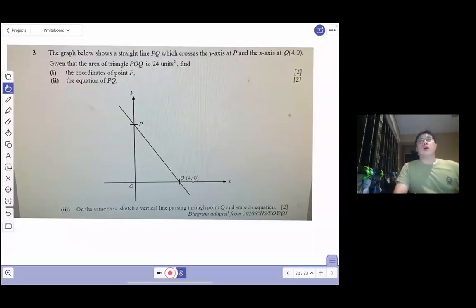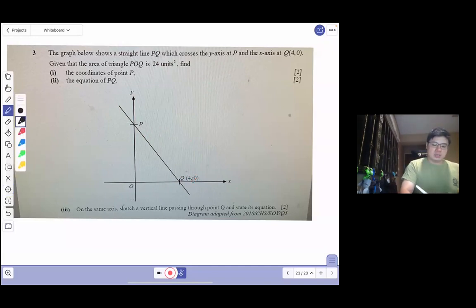So the graph below shows a straight line PQ, which crosses the y-axis at P. The line PQ crosses the y-axis at the point P, and the x-axis at (4, 0). So any point that lies on the x-axis, right? Remember I said in the earlier video, the y-coordinate will always be 0.